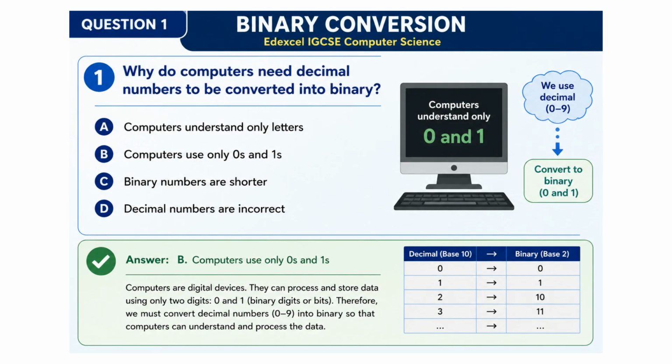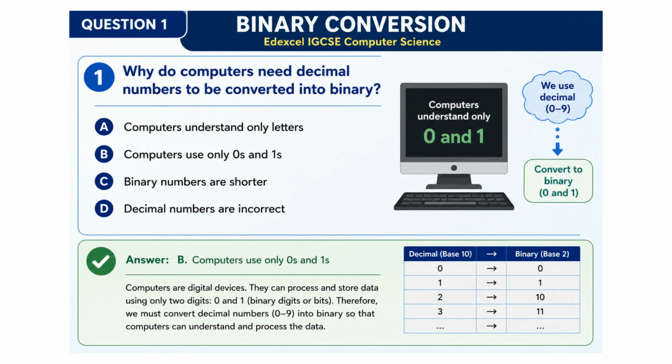Have you ever wondered why computers cannot use decimal numbers directly? We use the decimal number system every day, with the digits 0 to 9. But computers are different. A computer understands only 2 digits, 0 and 1. That is why every decimal number must first be converted into binary before the computer can process it.